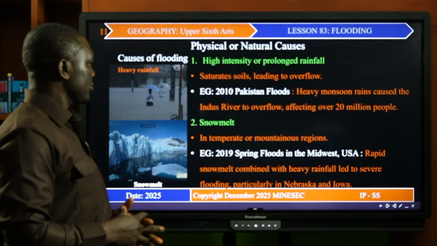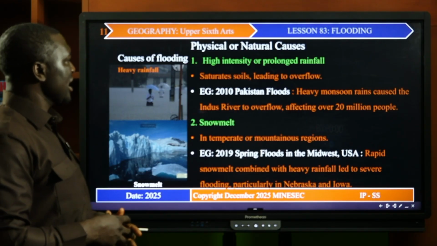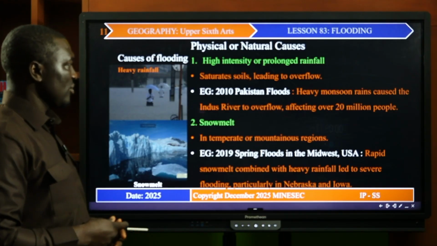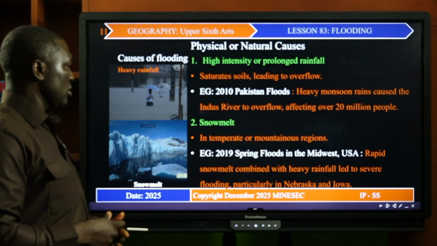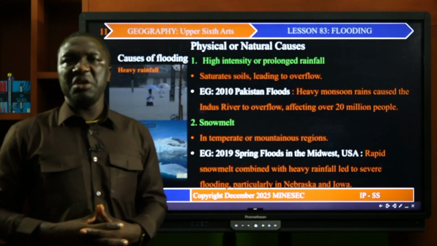2019. And in 2010, intense and prolonged rainfall was observed in Pakistan. Heavy monsoon rain caused Indus River to overflow, affecting more than 20 million persons.